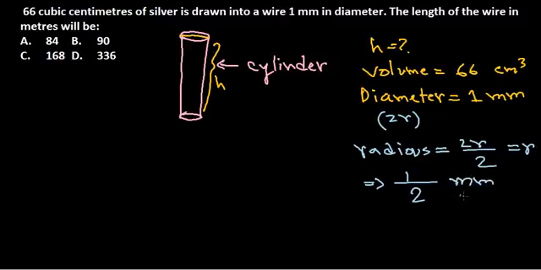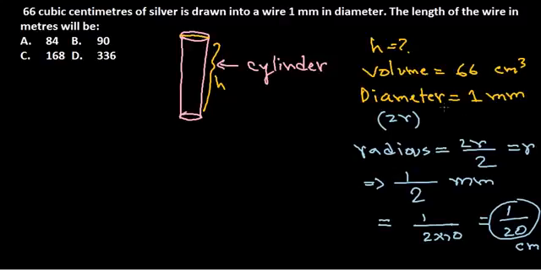But we also need to convert the unit to centimeters, because everything here is in centimeters. So millimeter to centimeter, we simply multiply by 10 in the bottom. So we get 1 by 20 centimeter as the radius, right? So we get the value of the radius, which is 1 by 20 centimeter. We get the volume here, and we need to calculate h. We have everything except for h.